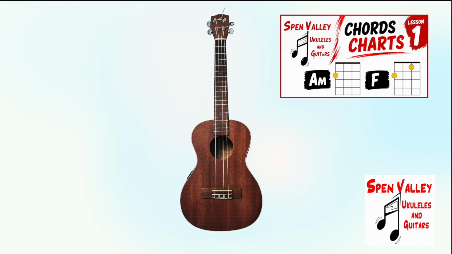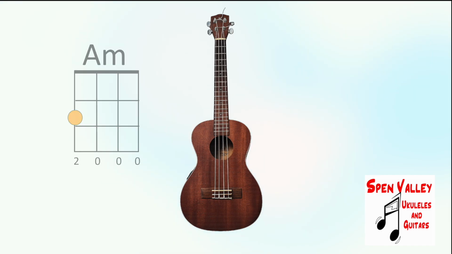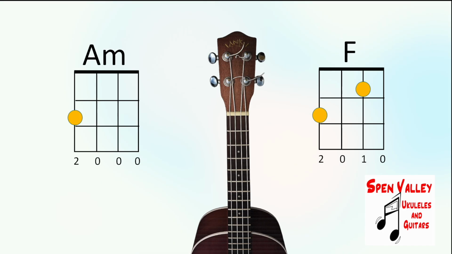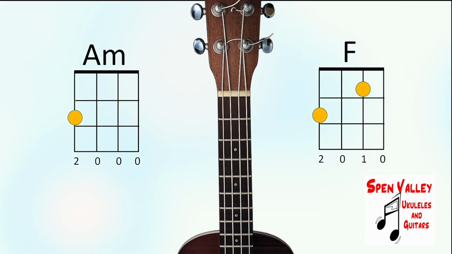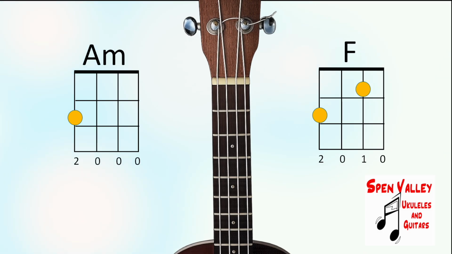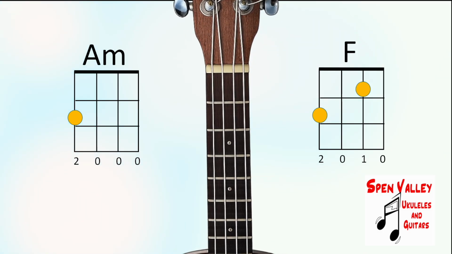In lesson 1 we covered how to play an A minor chord and how to play an F chord, and the 3 key things that are really important when you first start using the ukulele, which is which strings, which frets and which fingers.